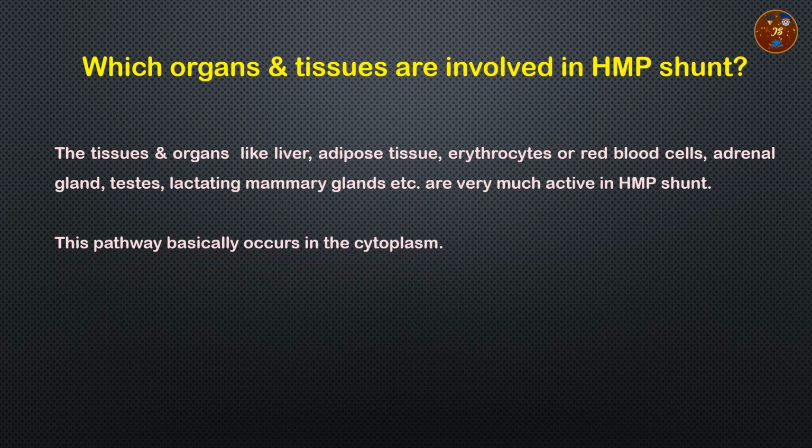This pathway basically occurs in the cytoplasm. We know there are different types of cycles in biochemistry which occur in our body. Some are very much active in the mitochondrial matrix, but this HMP shunt is very much active in the cytoplasm.